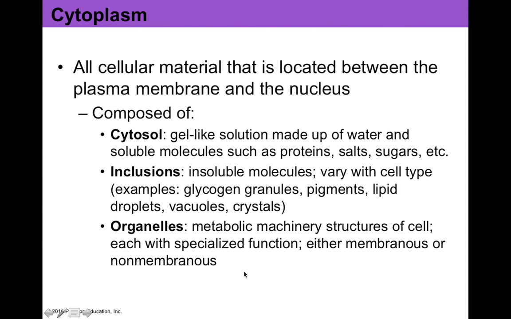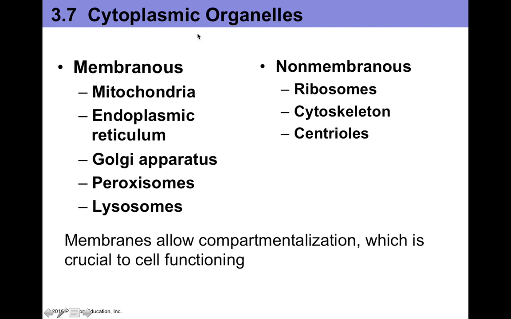We have the membranous or non-membranous organelles. And we're going to talk about those organelles for the most of this video here, where membranous organelles include mitochondria, endoplasmic reticulum or ER, Golgi apparatus, peroxisomes, and lysosomes, each of these having their own functions. And then the non-membranous organelles including ribosomes, like free ribosomes, cytoskeleton, and the centrioles.